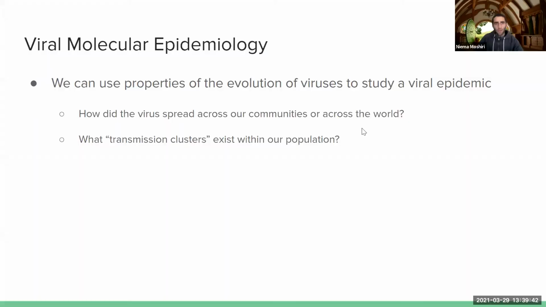Yeah, cool. Okay, so then another question that we have is, what transmission clusters exist within our population? First, the question of how does it spread across communities or across the world? That's important for knowing things like, do we restrict travel, or do we restrict dining in, or how is the virus spreading? How do we actually intervene to prevent the spread of the virus, versus what transmission clusters exist within our population? This is more for prevention and treatment. If I can identify what specific clusters are most at risk within my population, I can maybe allocate more resources for treatment. I can maybe allocate more resources for prevention, stuff like that.